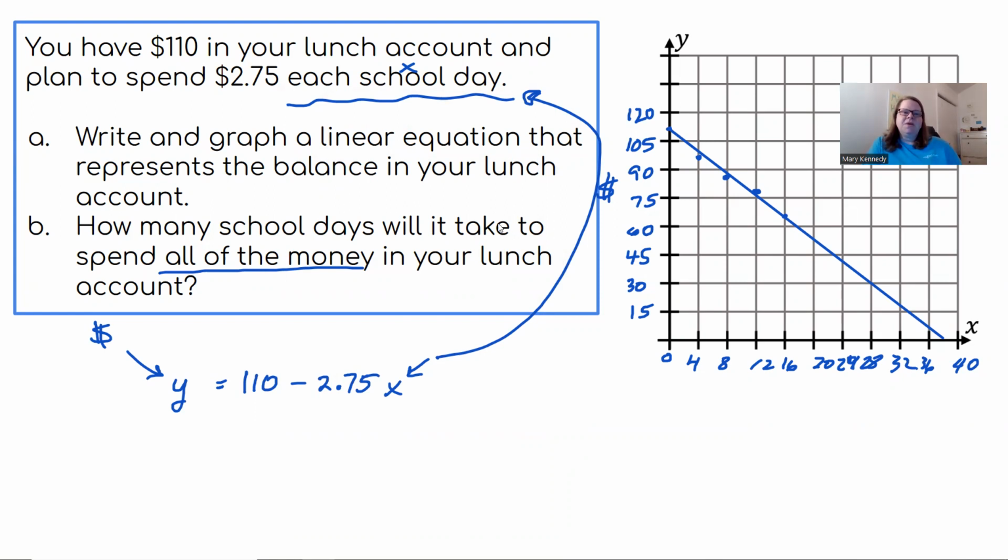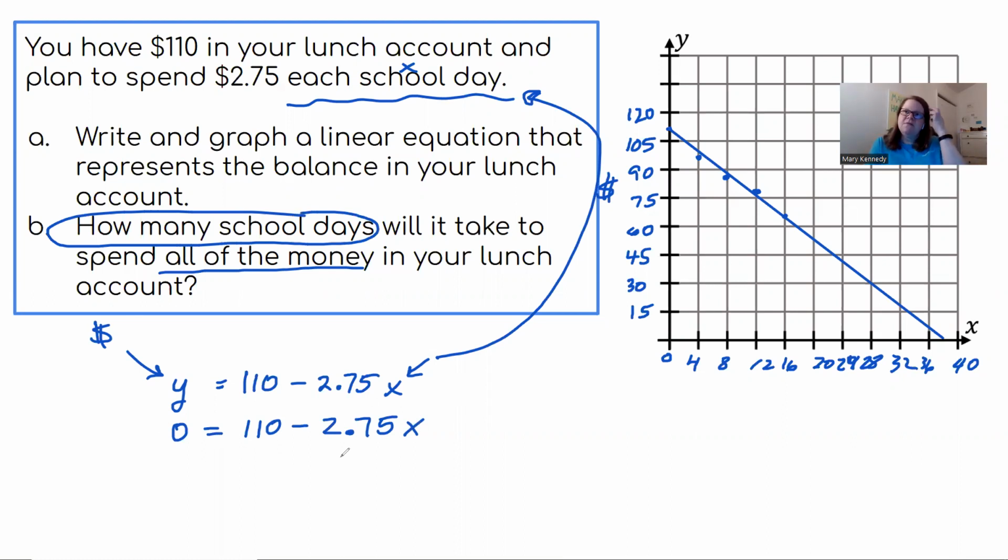And then how many school days will it take to spend all the money in your lunch account? Okay, so think about all the money. Y is the dollars. And so think about how much money will you have in your account if you've spent all your money, right? You'll have $0, right? So let's substitute Y with 0 because we don't know the number of days. We're trying to figure out the number of days. That's the question here. How many school days? That's X. So what we're going to do is just solve this equation for X.